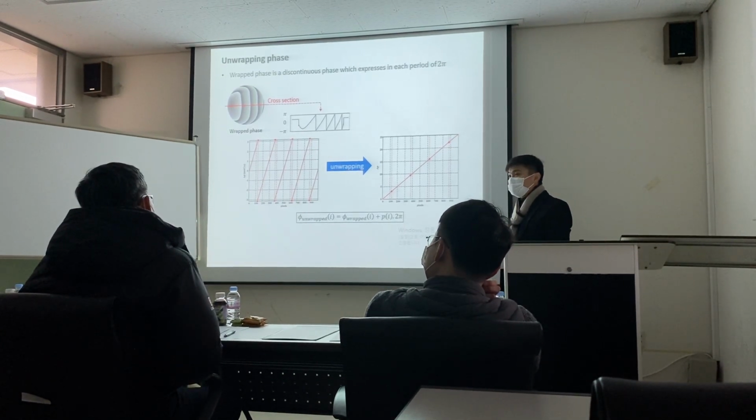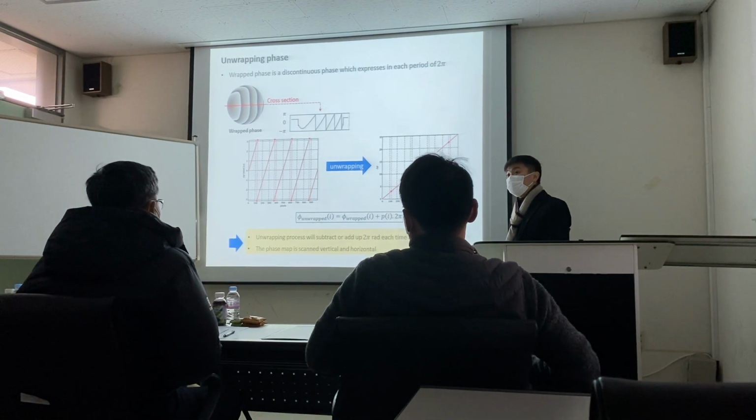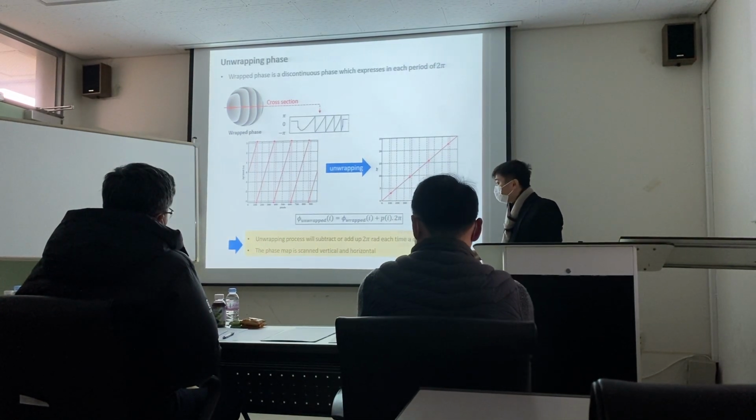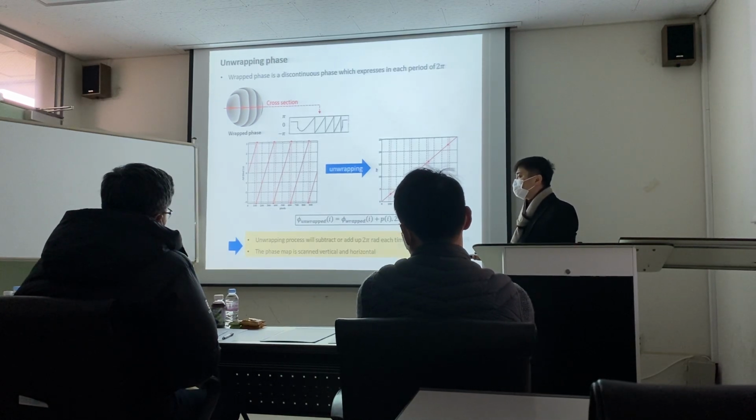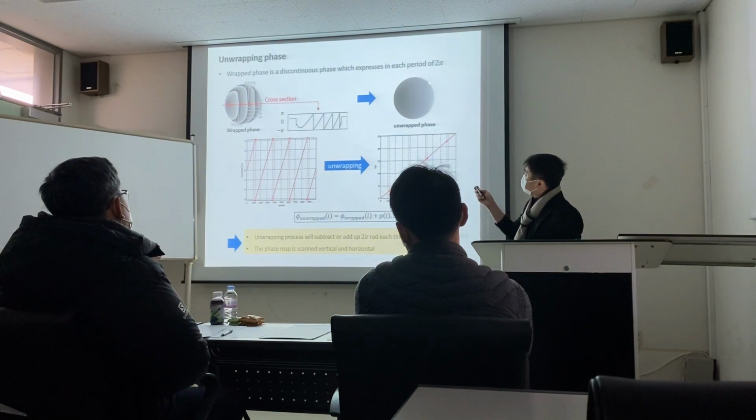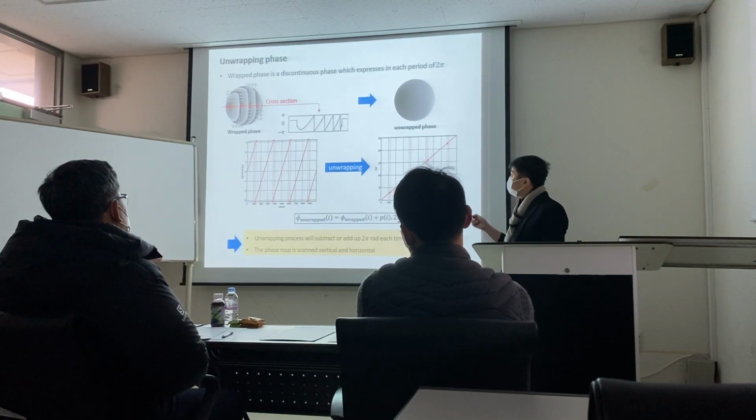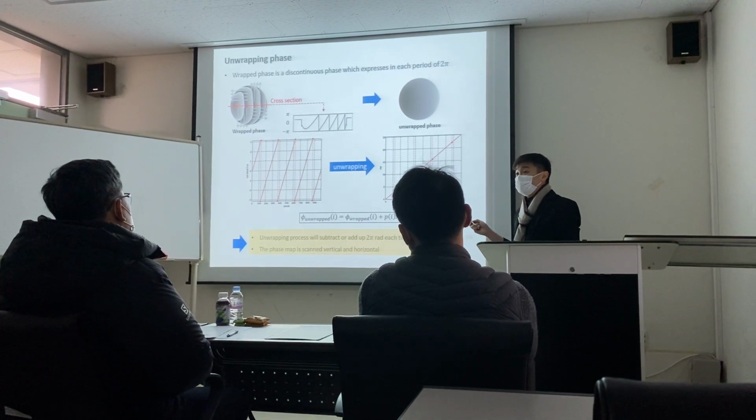The unwrapping process is nothing but subtracting or adding 2 pi for each period. The phase map is scanned in the vertical and horizontal directions, so we get this kind of phase. It's the unwrapped phase. This is the target phase we have to measure.